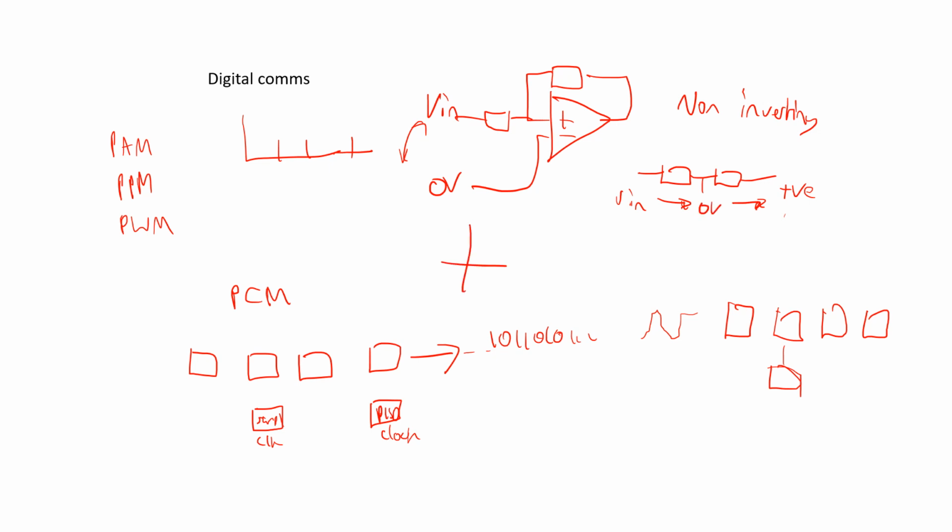And remember, if you're plotting this one here, V out against V in, if it's non-inverting, the lip's coming from the non-inverting side. So this is still a non-inverting version. Okay.